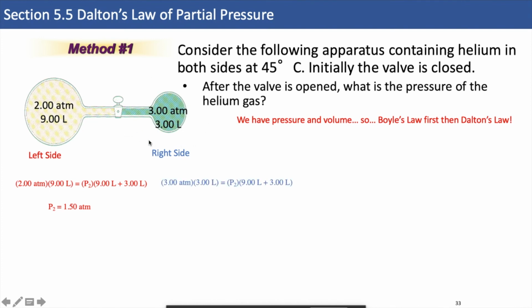I can do the same thing on the right side. 3 atmospheres and 3 liters, great, but now I'm opening the valve up, let's say, and I'm going to have a new volume.